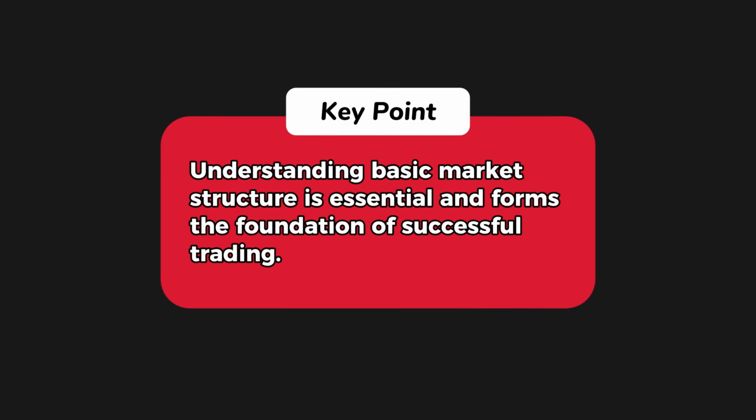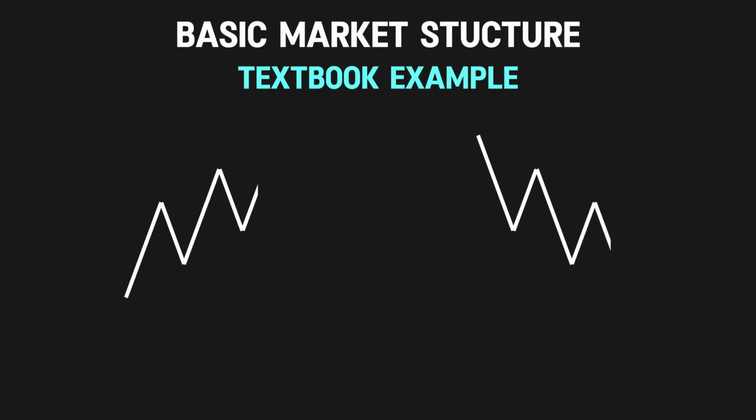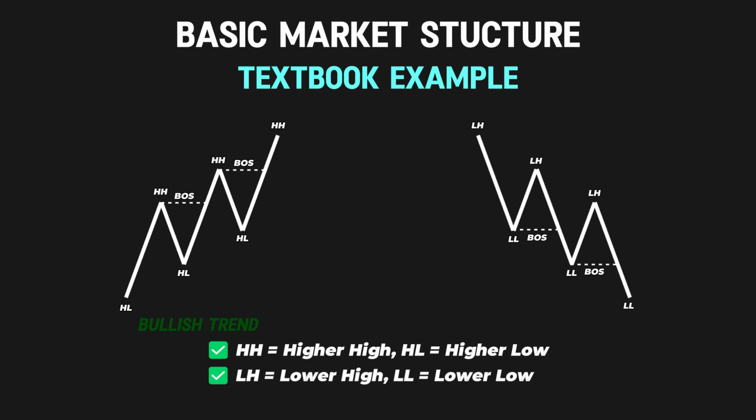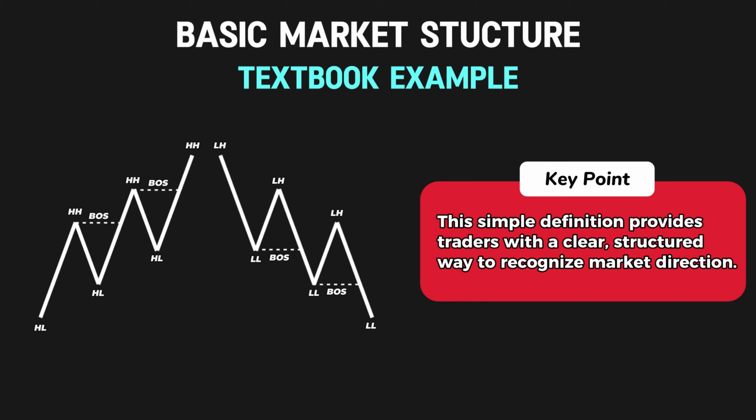Understanding basic market structure is essential and forms the foundation of successful trading. In textbook examples, market structure involves identifying trends through clear sequences. Higher highs and higher lows characterize a bullish trend, whereas lower highs and lower lows mark a bearish trend. This simple definition provides traders with a clear, structured way to recognize market direction.